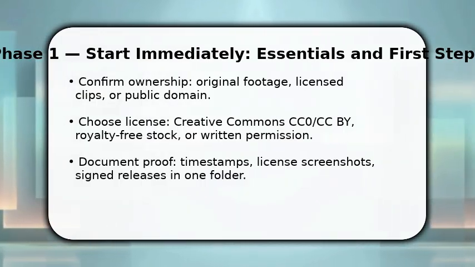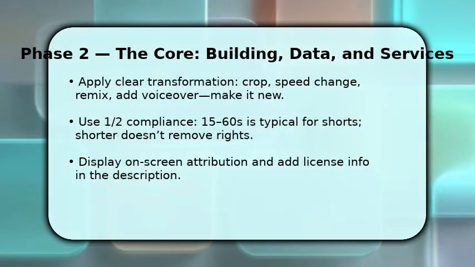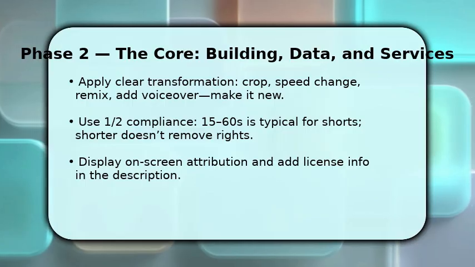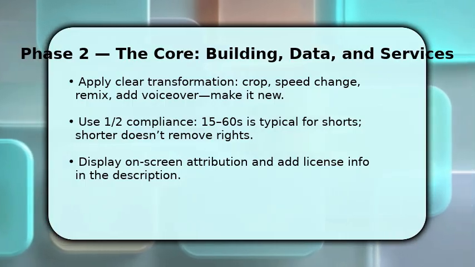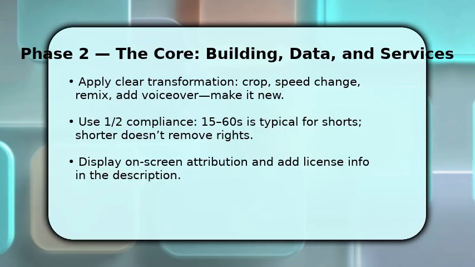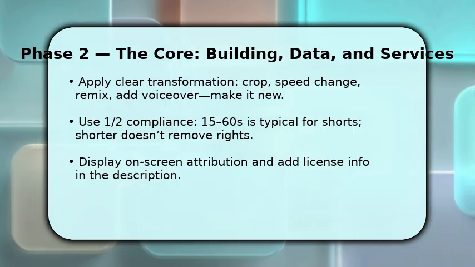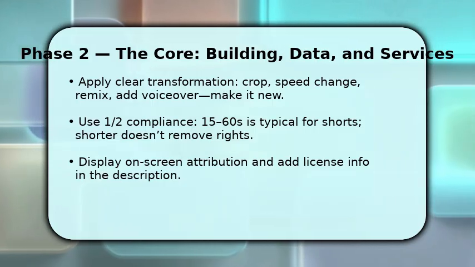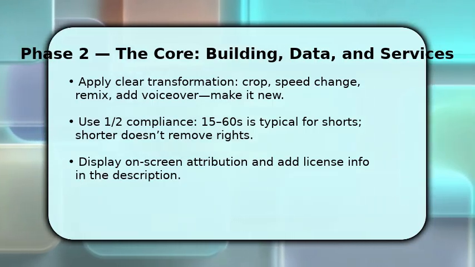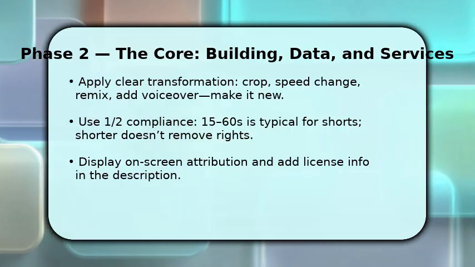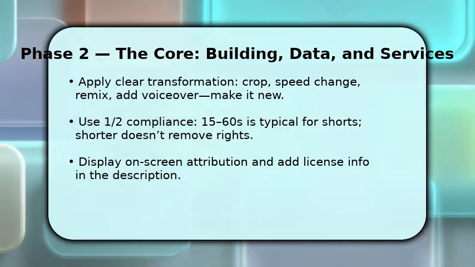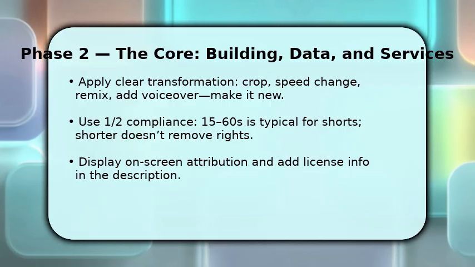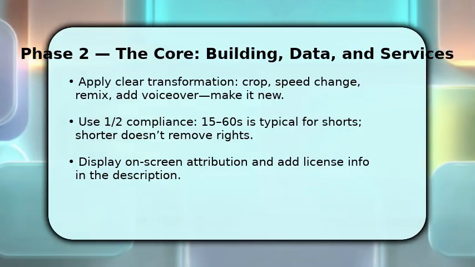Now move to trimming and attribution. You must transform content so it adds new meaning: crop, change speed, remix, or add a voiceover critique. This supports fair use arguments, though not guaranteed. Once edited, ensure you keep clips short but meaningful. Shorter length alone won't avoid claims. Make sure to add visible on-screen attribution and paste full license details and permission notes into the description. This creates transparency and helps YouTube's review team understand your intent.